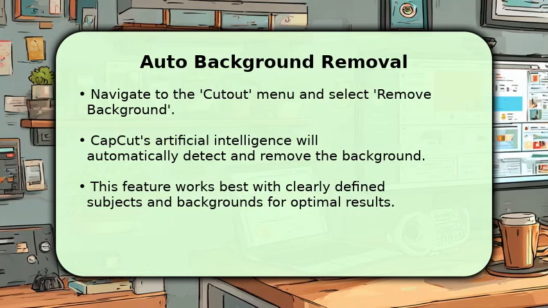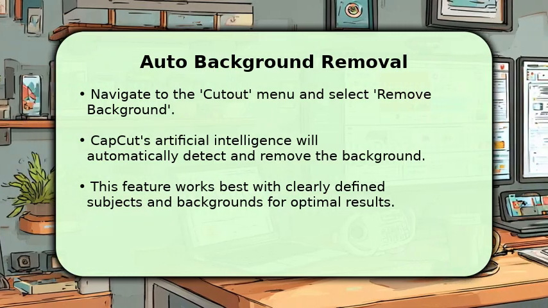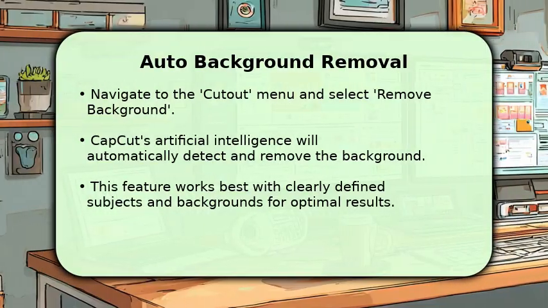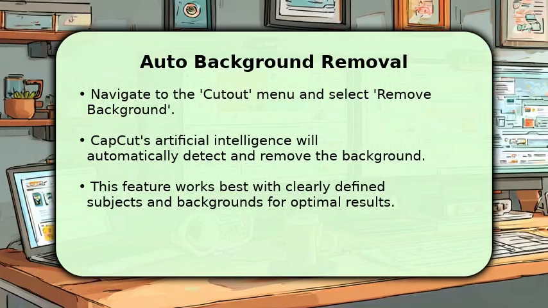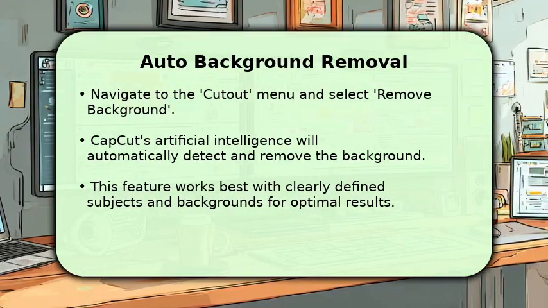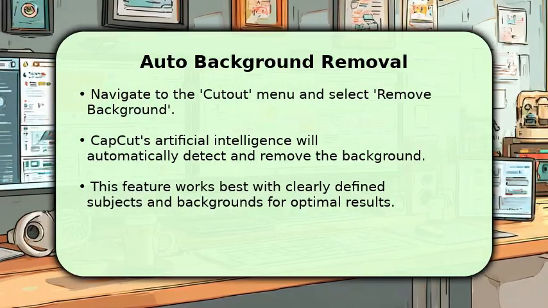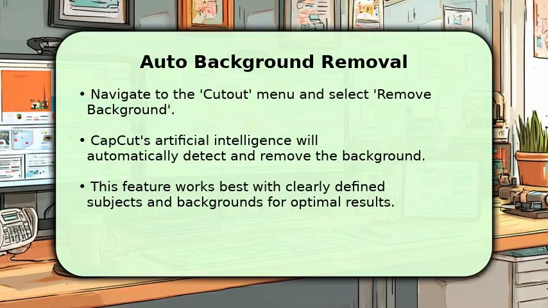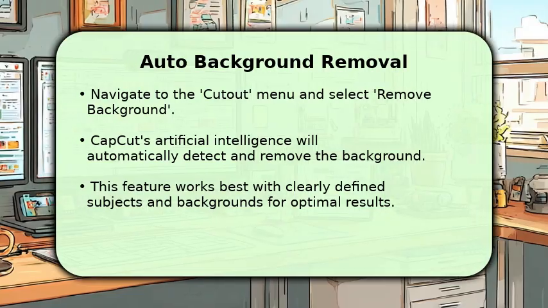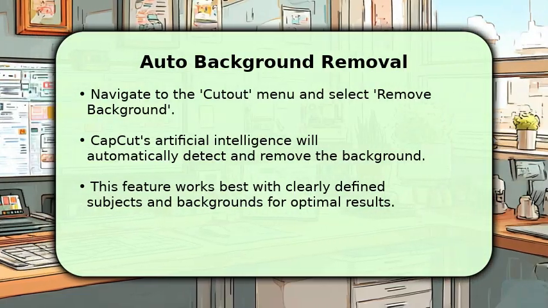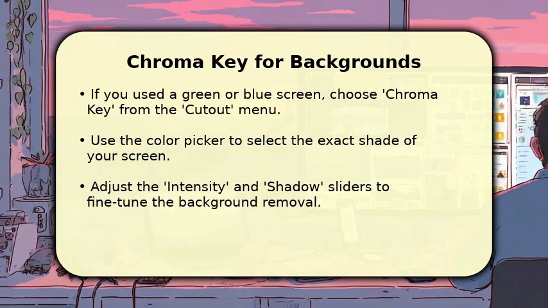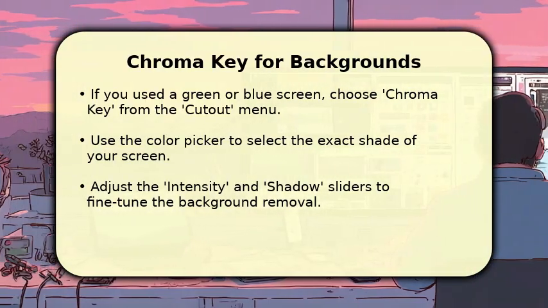For a quick solution, navigate to the Cutout menu and select Remove Background. CapCut's artificial intelligence will automatically detect and remove the background from your selected clip. This feature works best with clearly defined subjects and backgrounds. After the automatic removal, you can often see a significant improvement in your video's visual appeal, saving you valuable editing time. If you've filmed with a green or blue screen, the Chroma Key tool is your best friend.